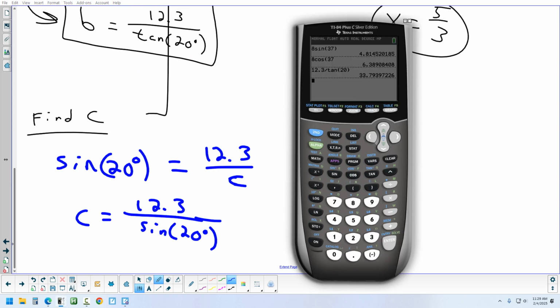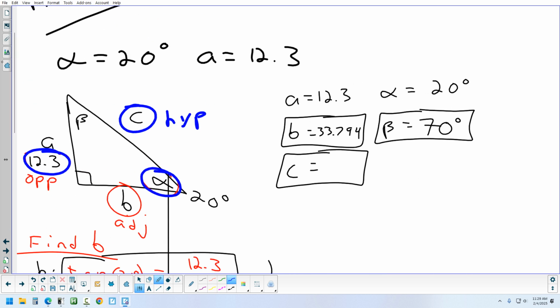So 12.3 divided by sine 20, we get 35.963. Makes sense that's a little bigger than B because it's the hypotenuse, so it has to be the biggest. And if you add any two sides together, they are bigger than the third. If you really want to confirm you did it right, check a squared plus b squared and see if it equals c squared. But don't rely on that to figure it out because we talked about that.